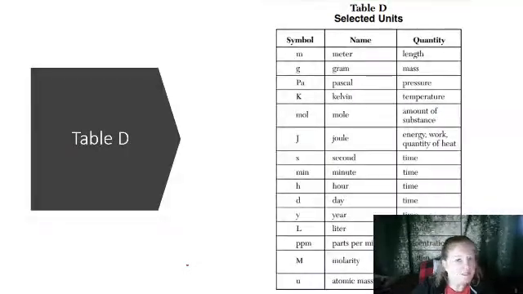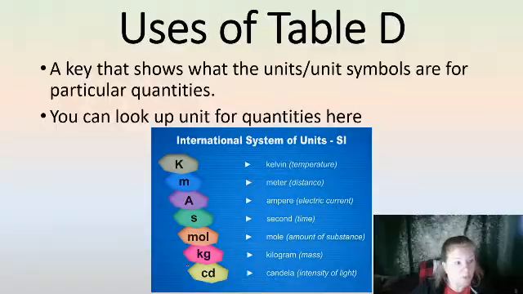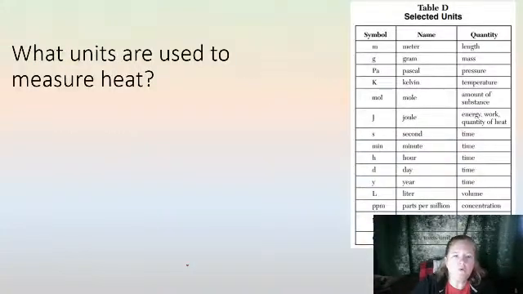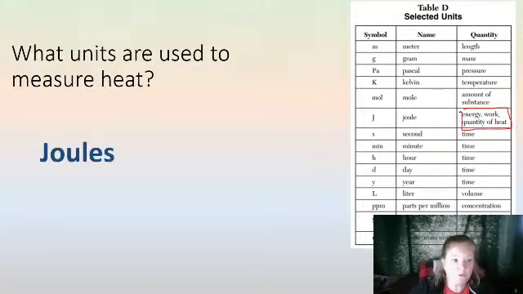Okay, table D. Table D literally just lists units. So if it says a question like, what unit is used? Please, why are you not looking at table D? That is where you should be, okay? So what units are used to measure heat? So you go, and this is one that has a whole list of things that it is used for, and that's going to be joules, okay?